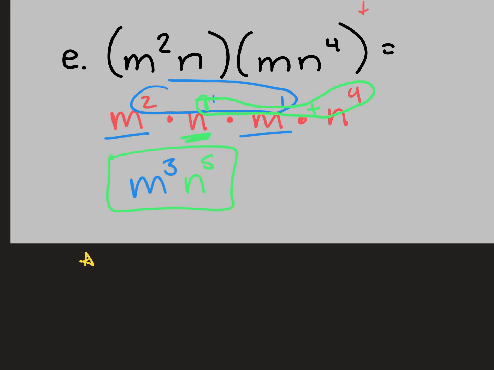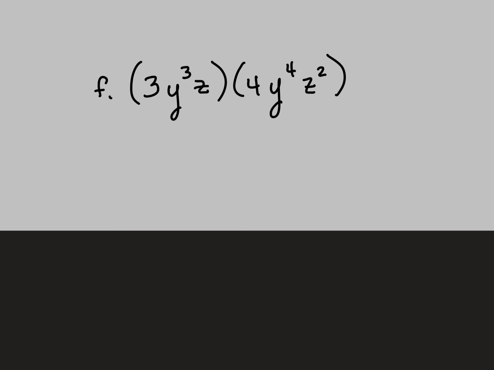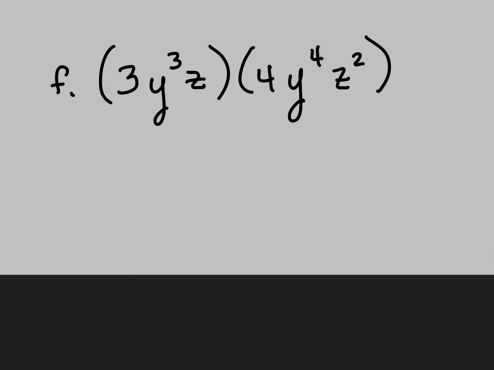When writing your answer, you want to put it in alphabetical order. So if I had x and y's being multiplied together, I'd put the x's first, then the y's. So just like here, I put the m's before the n's. It kind of doesn't matter because when you're multiplying, it doesn't matter what you multiply first. But on the SAT, you'll always see it in alphabetical order first. All right, so F, what would I multiply first?